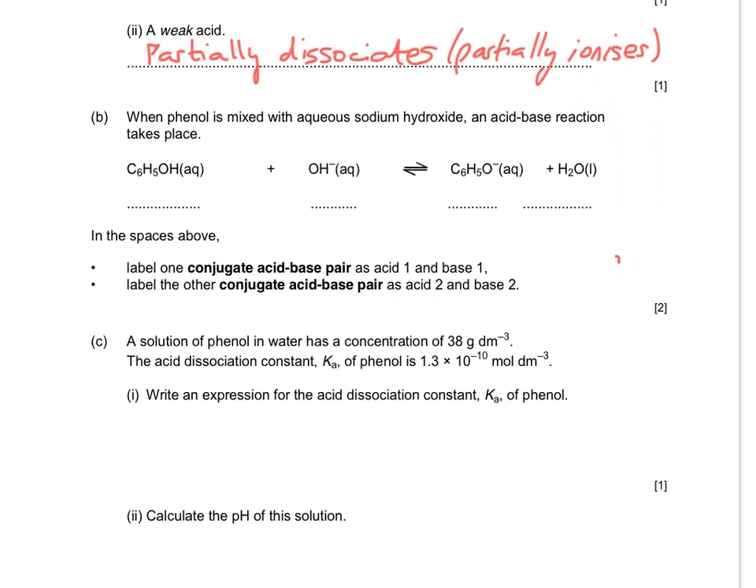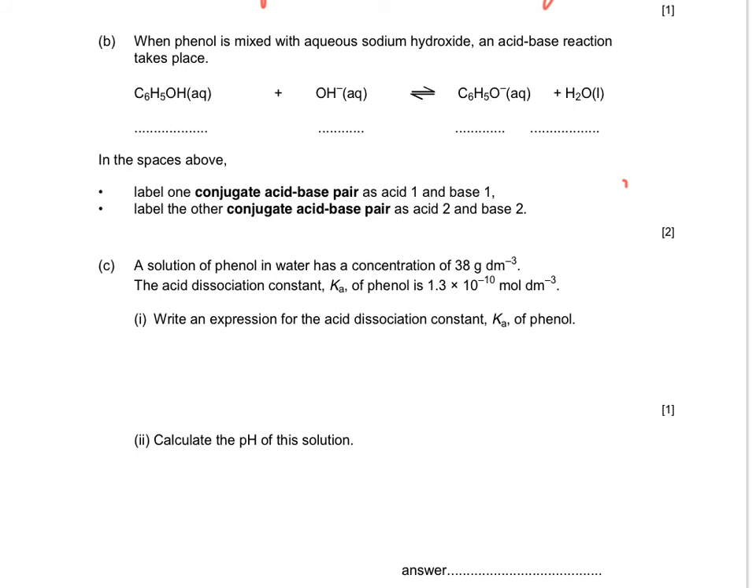So now let's have a look a bit further down the page. When phenol is mixed with aqueous sodium hydroxide, an acid-base reaction takes place. And remember what we talked about when we were doing our work on conjugate acid-base pairs. The conjugate acid-base pairs have to be interchangeable by the transfer of a proton. So if we look at phenol, because it's behaving as an acid, we can call it acid 1. And because what it turns into when it loses a proton is the phenoxide ion, the phenoxide ion can be base 1. And these two are interchangeable via a proton transfer.